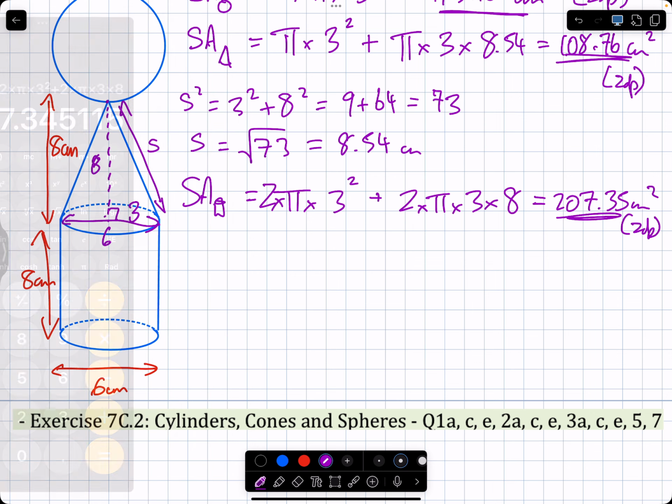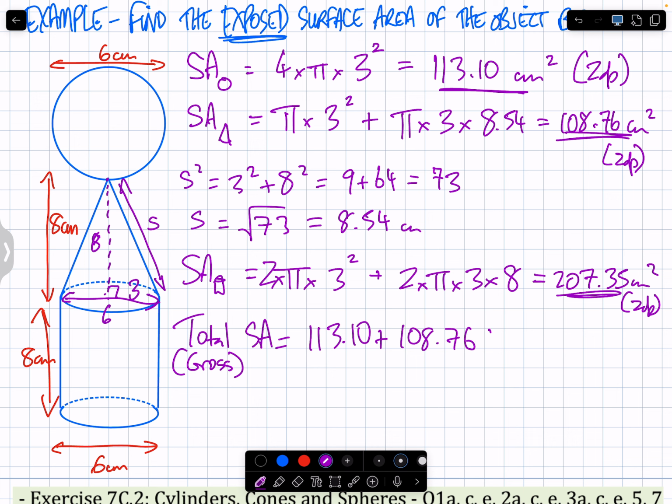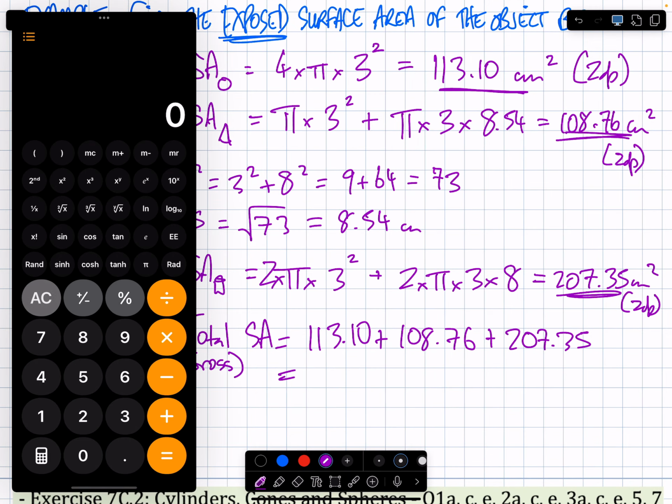So right now we have a total. Has anyone heard the term gross? Not gross as in it's disgusting, but in money and stuff. When we say gross, it's like the total, ignoring anything taken away. So you could also call it gross. Surface area is going to be the 113.10 plus 108.76 plus 207.35. That's the full surface area.